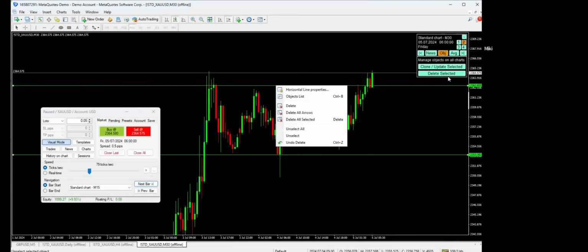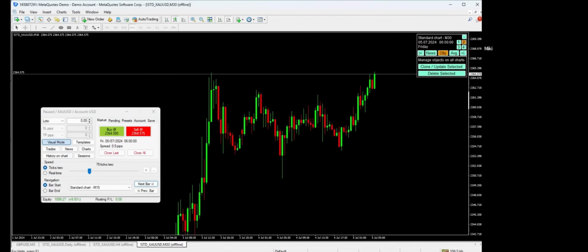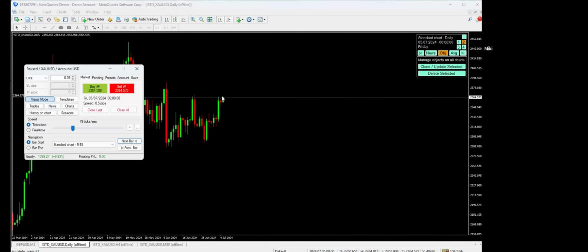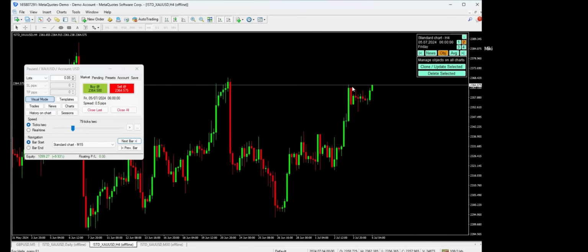Get rid of that. Delete. All right, back to the daily. Oh, continuation pattern. I'm already biased now. I'm already thinking buys. We've broken a daily high. Both daily highs here. Respect to the previous low. 4 hour. Broken above the previous 4 hours.